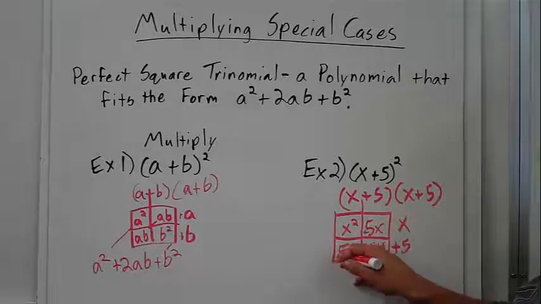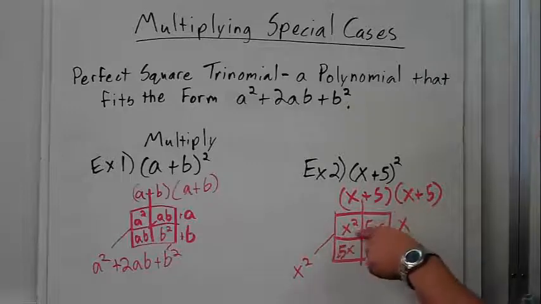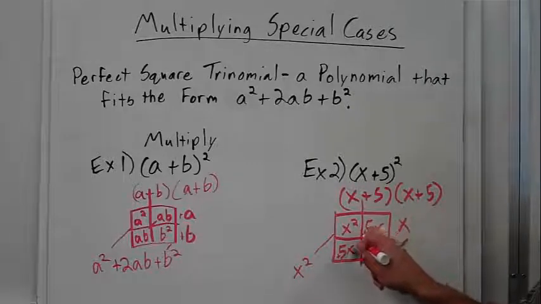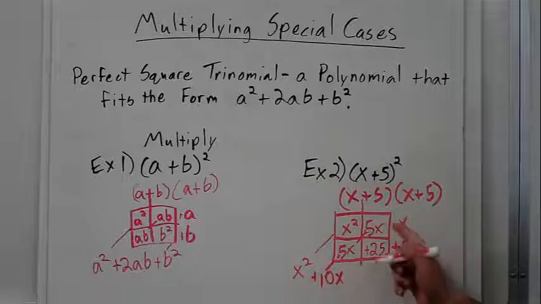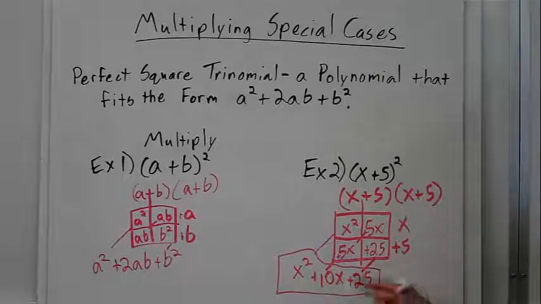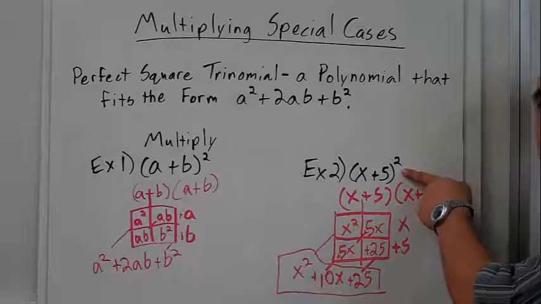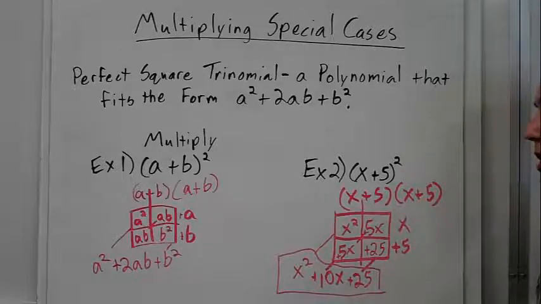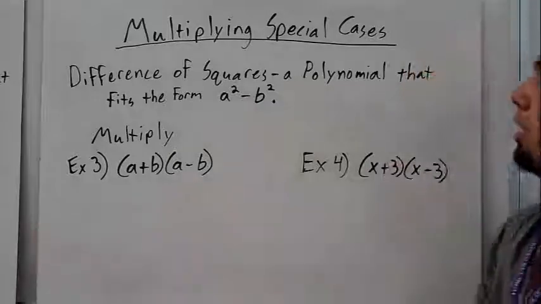So again, these are all positives, and I can write my answer just by bringing them out kind of sideways. If I look at them sideways, I can see there's my first term. These two should be combined to give me my middle term, which is 10x, and then my last term, which is 25. So there's my answer there, x squared plus 10x plus 25. And again, whenever you see them, this is always a perfect square trinomial. If you see it, there's actually a faster way to do these, but let's just focus on doing them with the box, or you could use FOIL as well. Okay, this is perfect square trinomials. We also have to learn multiplying the difference of squares.